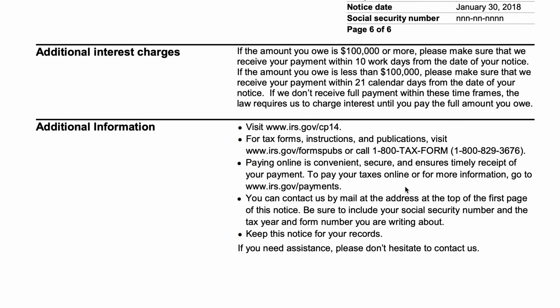So there's additional information. This is kind of boilerplate. What happens if you owe $100,000 or more? Well, congratulations, you're in Wesley Snipes territory. You get special consideration, which means the IRS is going to be really hounding you to make sure that you get your taxes paid down in a timely manner.